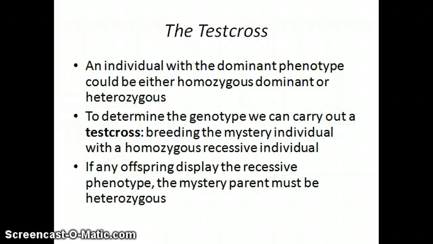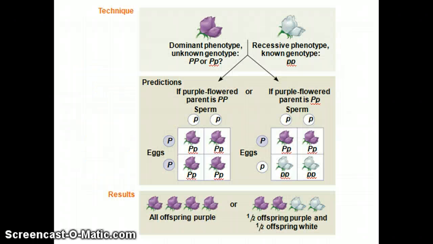So to determine the genotype, what we would do is breed the mystery individual with a homozygous recessive individual. And then the offspring, if they display any recessive phenotype, then that means that mystery parent had to be heterozygous. So looking at that written out here, you can see that depicted.